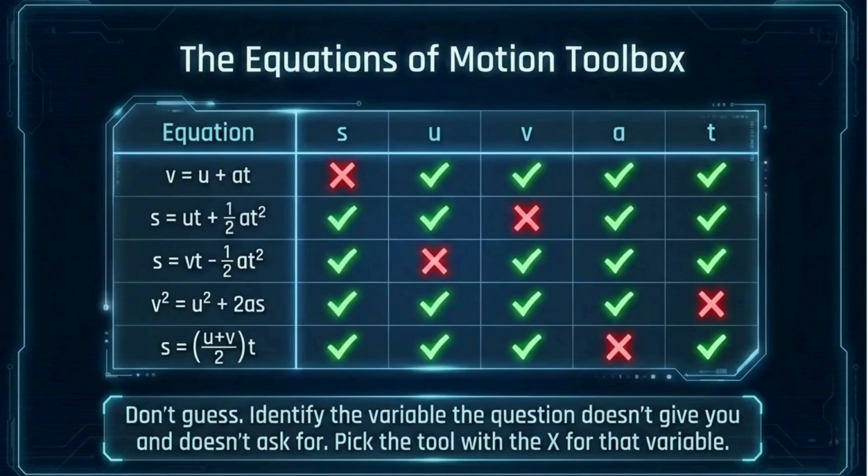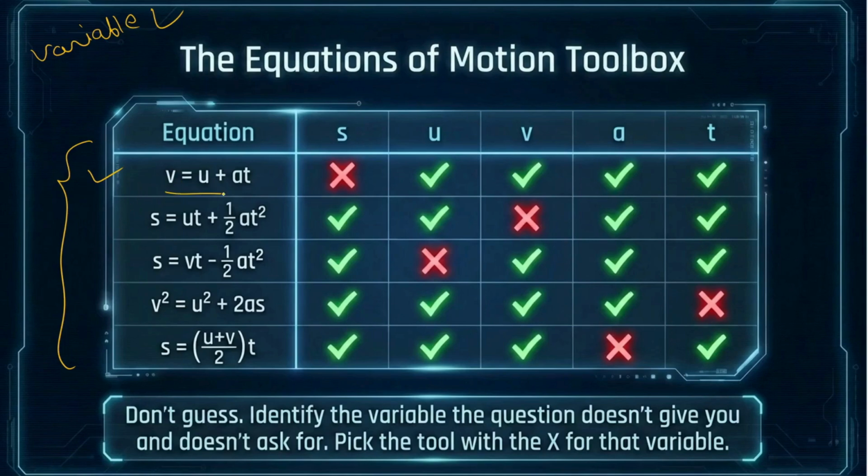Now, for situations where a is constant, we have something even more powerful than graphs, which is formulas. But the challenge is how do you know which one to use for a particular problem? So don't guess here. I have drawn an entire table for you. In the question, you have to identify which variables are given and what they ask for. Let's try to figure it out.